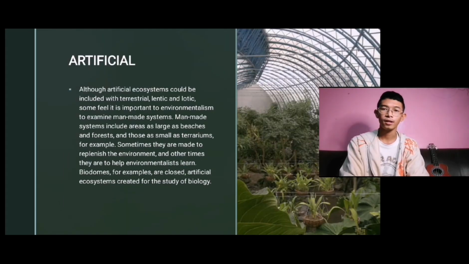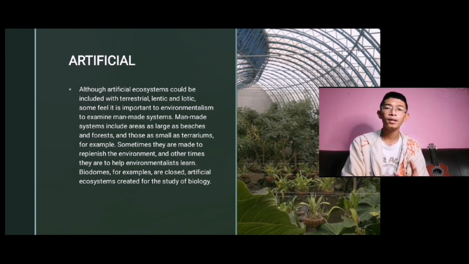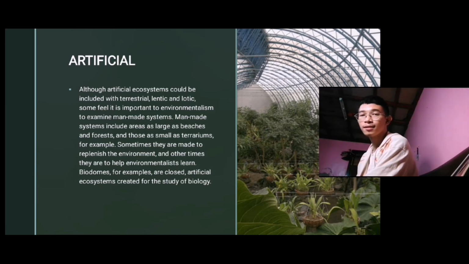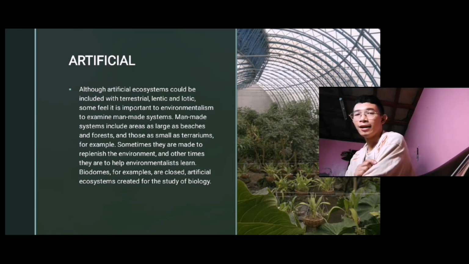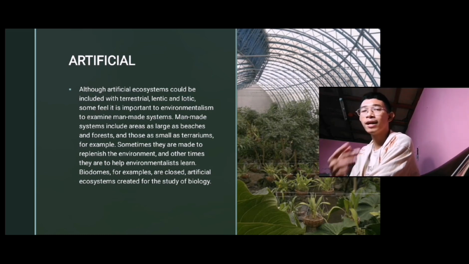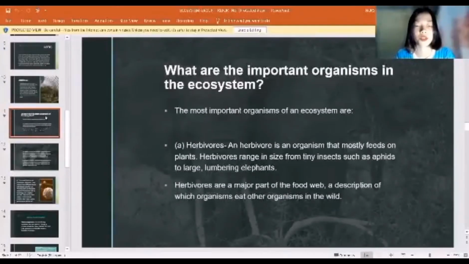Next is the artificial. Artificial is a man-made system that includes areas as large as a beach and forest. Although artificial ecosystems could be included with terrestrial, lentic, and lotic, some feel that it is important in environmentalism to examine man-made systems. Sometimes, they use it to replenish the environment. At minsan naman, nakakatulong din ito sa pag-aaral ng mga environmentalists. Ang best example nito is dam, park, gardens, even zoos, etc. that are made by humans.